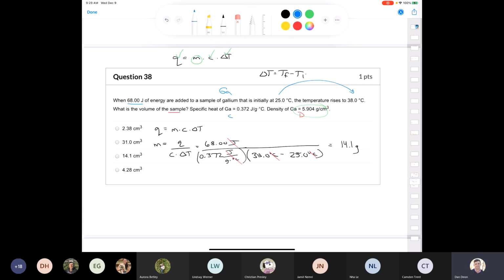Now we can use the formula density is equal to mass over volume, and we can rearrange that to solve for volume. Volume is equal to mass over density. So I plug in my mass, which is 14.1 grams, and I divide it by the density of gallium, which is 5.904 grams per centimeter cubed. You see that the units of mass cancel, and we're left over with the units of centimeters cubed. Looks good. So when we divide 14.1 by 5.904, we should have 3 significant figures because of our numerator, which has 3, and we end up with 2.38 centimeters cubed as our final answer.